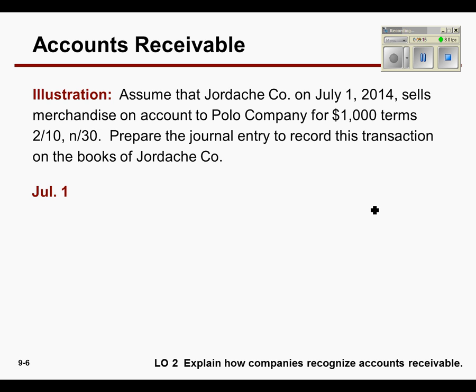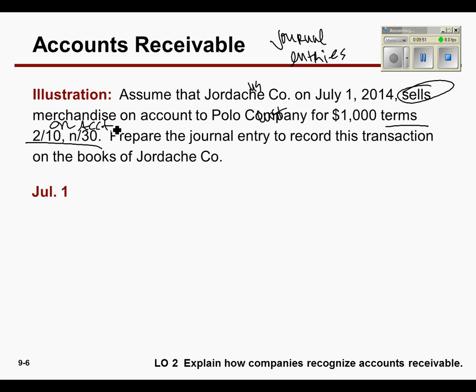These AR journal entries are really a review. What we're going to do on this page, it's really a review. But let's just pretend we're really brand new at this. Assume that the Jordache Company on July 1 sells merchandise on account to Polo. So this is us, and this is a customer. $1,000 worth of stuff. The words terms tell me that it's on account.